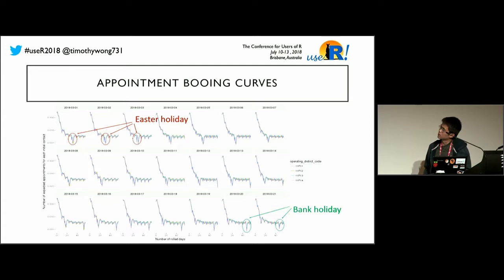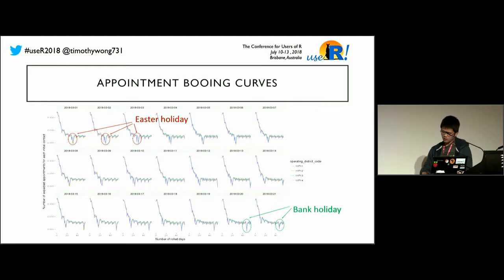This is how the appointment booking curve looks like. This is the modeled result. In the model results, you're looking at a gradual decline in the number of appointments, which makes sense, and more appointments being booked in recent days, so less than day 7, so 1 week. It drops significantly after 1 week, and it also drops even further on public holidays like Easter holiday and other bank holidays. So this is how the result looks like.